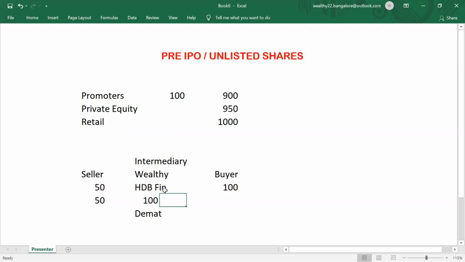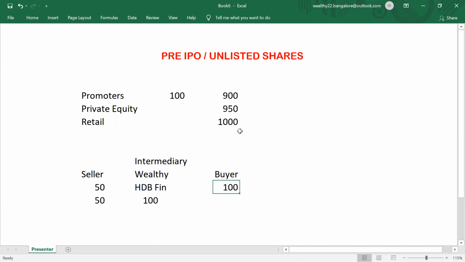But in our case, we don't keep it in our demat. We directly transfer right from the seller to the buyer's demat account. So here is the seller, and we will give the bank instructions of the demat account to the sellers, and the sellers would transfer.